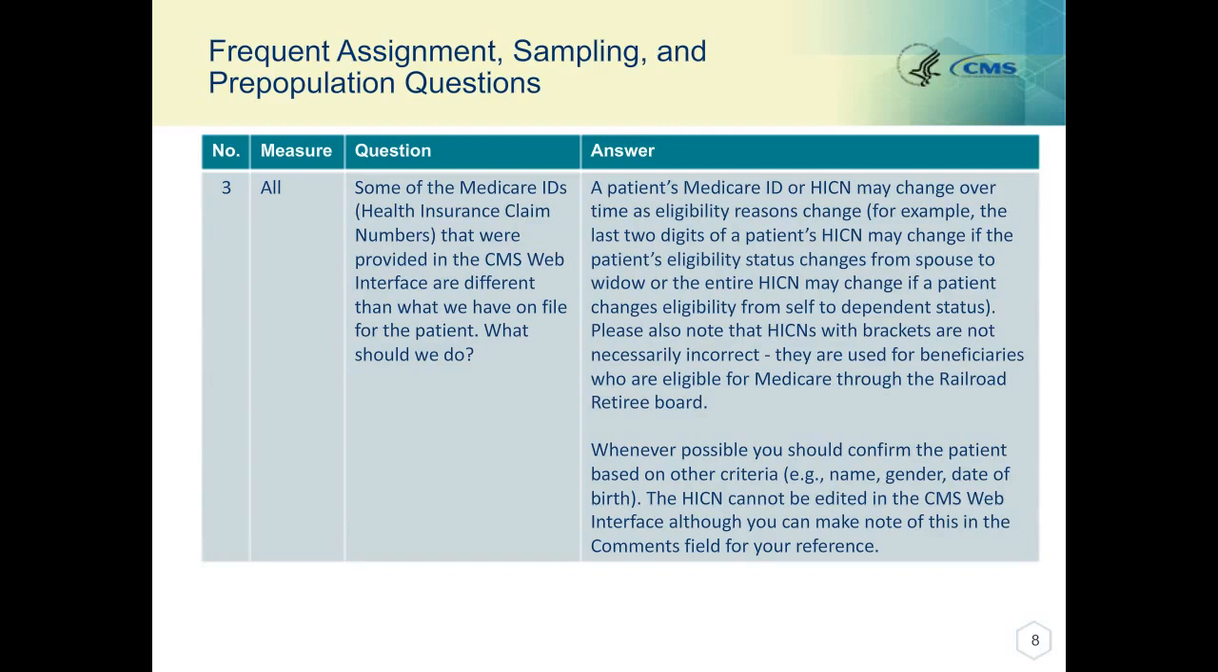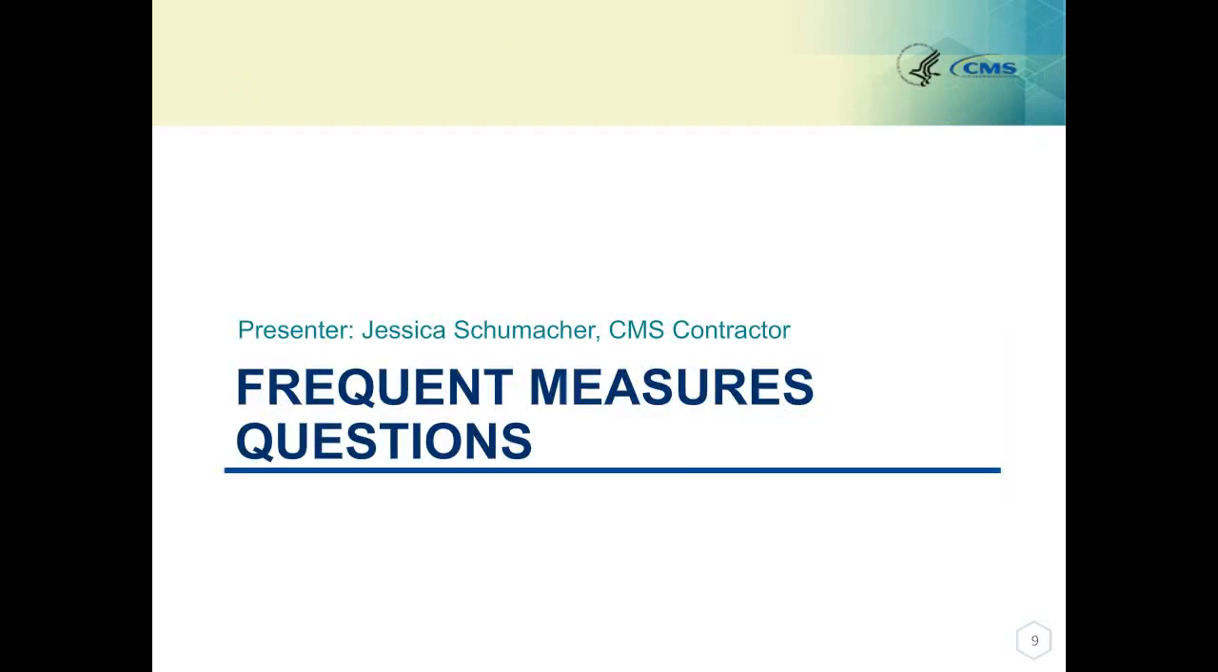Please also note that HICNs with brackets are not necessarily incorrect. They are used for beneficiaries who are eligible for Medicare through the Railroad Retiree Board. Whenever possible, you should confirm the patient based on other criteria, for example, name, gender, and date of birth. The HICN cannot be edited in the CMS web interface, although you can make note of this in the comments field for your reference. And now I'll pass it on to Jessica for frequently asked measures questions.